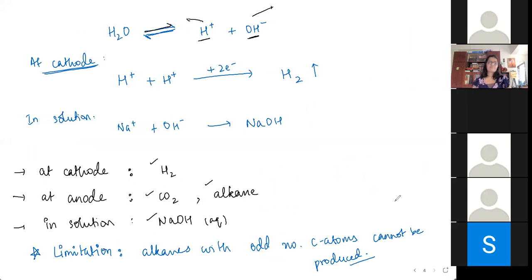Ma'am, I had a doubt. What did you mean when you wrote "in solution"? Is it present in the solution? Yeah, you don't get NaOH specifically at the cathode or anode. In solution, you have these ions. So you end up having NaOH aqueous. If you take this liquid in the beaker and test what it is, it's a solution of sodium hydroxide.